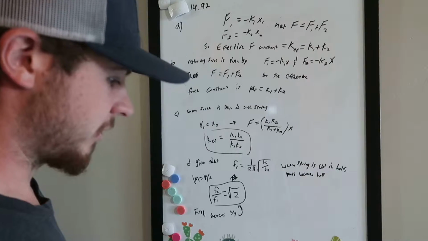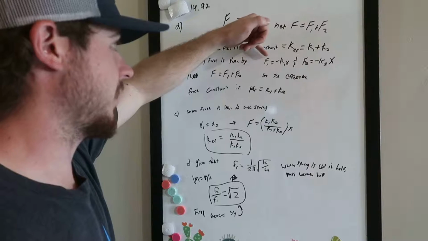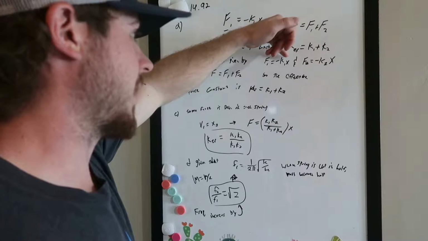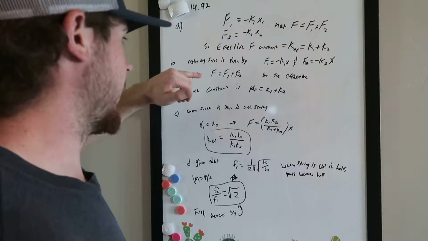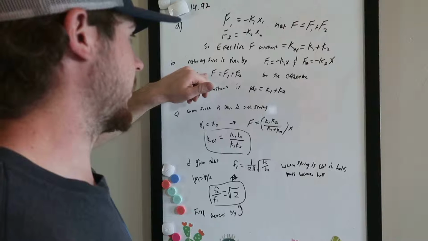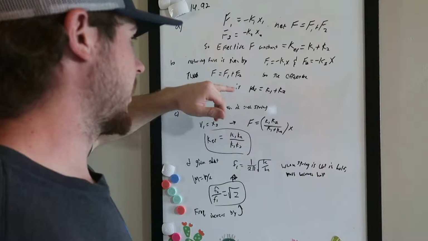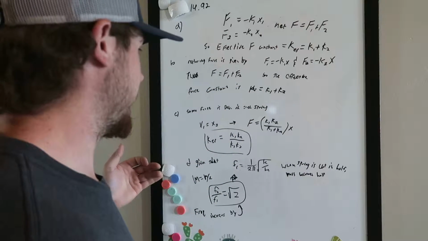For B, the restoring force of the two springs is going to be given by F1 equal to negative K sub 1 times X, and the same thing for F2. So then the force is equal to F1 plus F2, so the effective force constant is going to be K1 plus K2. It's pretty much the same thing as A.